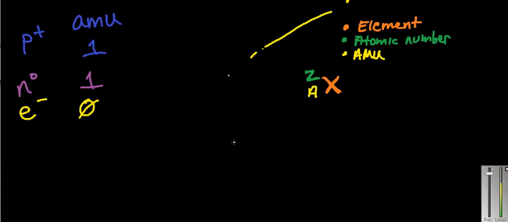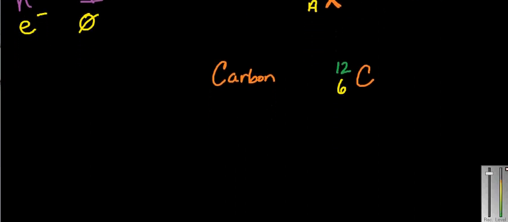So for example, if I just told you that I was thinking of the element carbon, I can look on a periodic table and find carbon, and I will see that carbon is denoted with C. Carbon on my periodic table says that it has an average atomic mass of 12, and the number for carbon is 6.